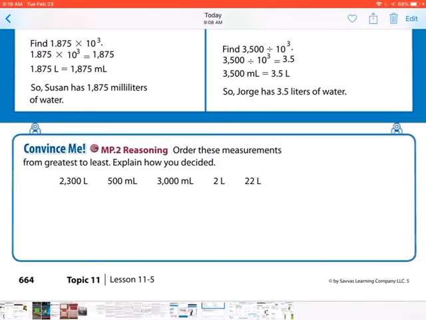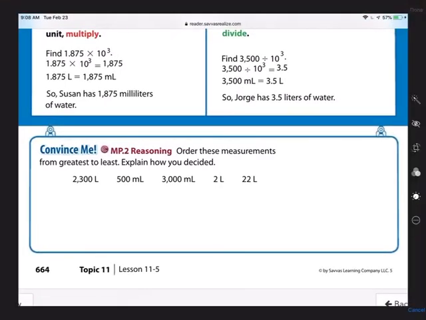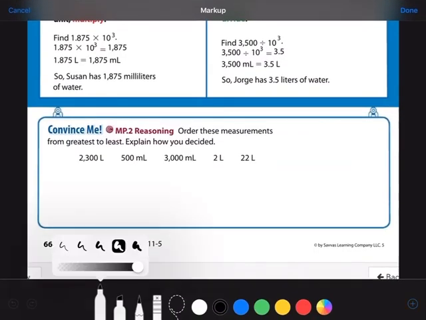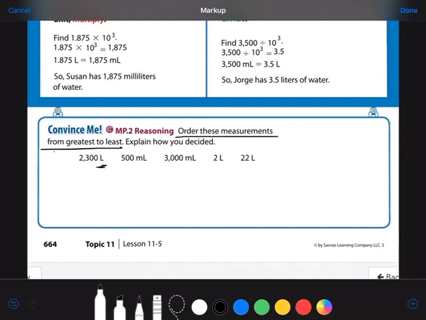All right. You should have paused the video. Go and watch your Pearson math video for the top of 664. Now we're at the bottom of 664. We're on the convince me. It says order these measurements from greatest to least. Explain how you decided. Well, the first thing I noticed is that I have liters, milliliters, milliliters, liters, liters.